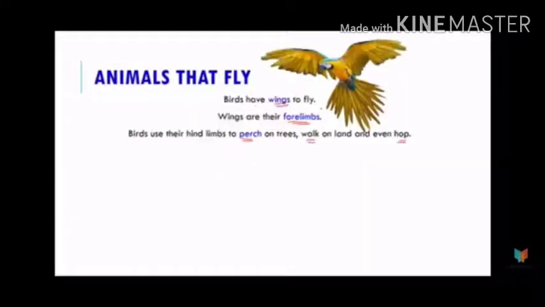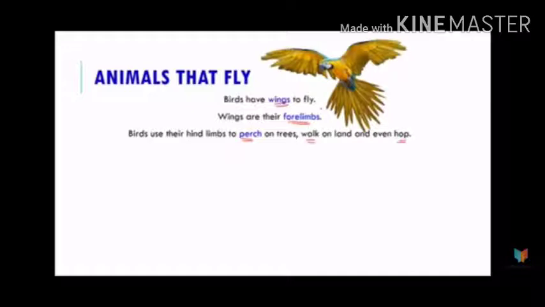Now let us look at animals that can fly. Children, if you see animals that can fly, you need a special organ, right, children? So the organs that help in flying are called wings. So wings are nothing but the modified four limbs of that particular animal. So here forelimbs are converted into the wings and wings help in flying.